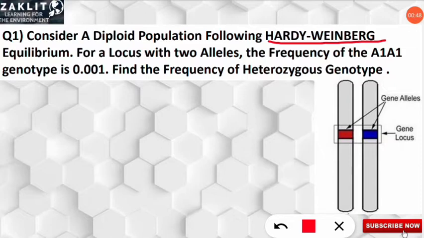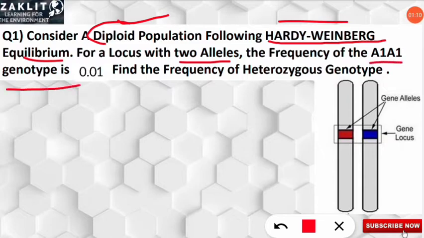The first question is, consider a diploid population following Hardy-Weinberg equilibrium. So diploid means they are having two alleles. If it would have said three, that is triploid, then it would have been considered as three alleles. So for a locus with two alleles, so here it is also mentioned that it is having two alleles, the frequency of the A1 genotype is 0.01.